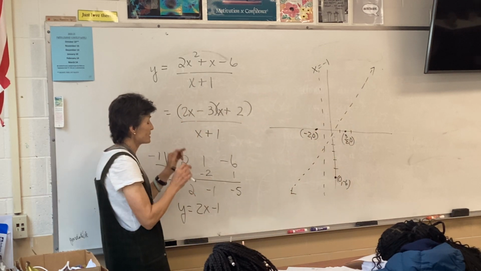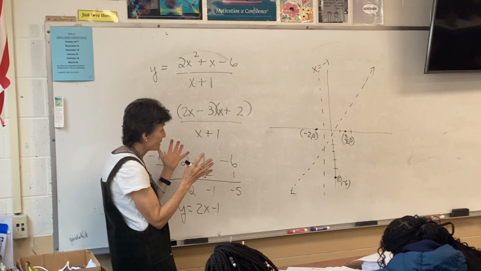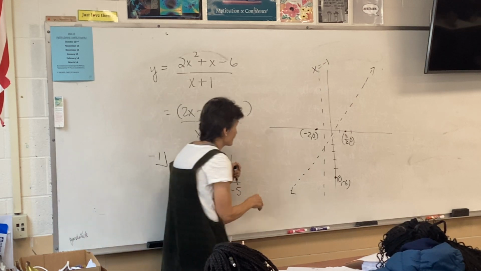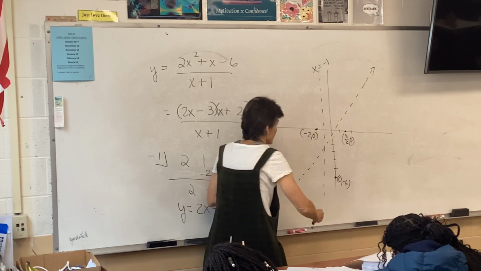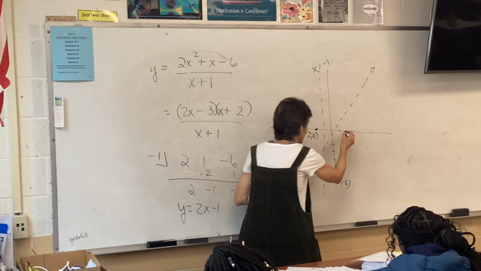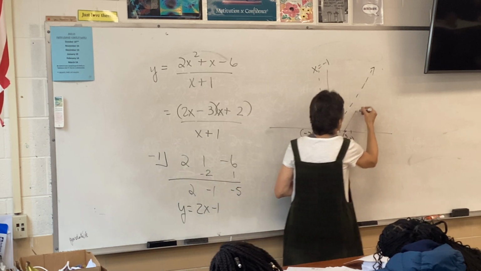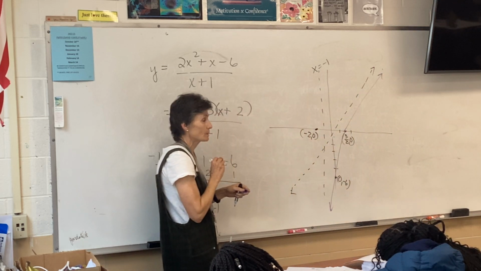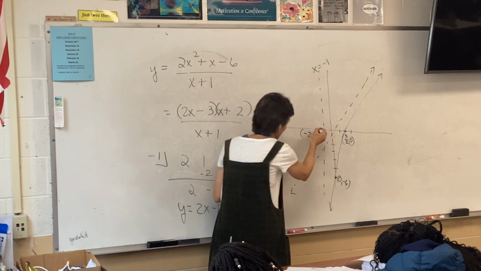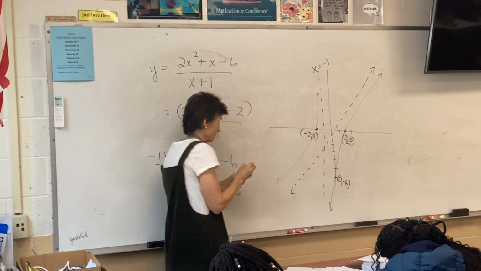I got asymptotes, I got intercepts. We said there were no holes. So at this point, I need to be able to put my picture together. Can you visualize it? Your asymptotes. You got these two points. Go ahead and connect them. Does that look okay to everybody for that side? And then over here, you got a point right here. So we're going to look like that.